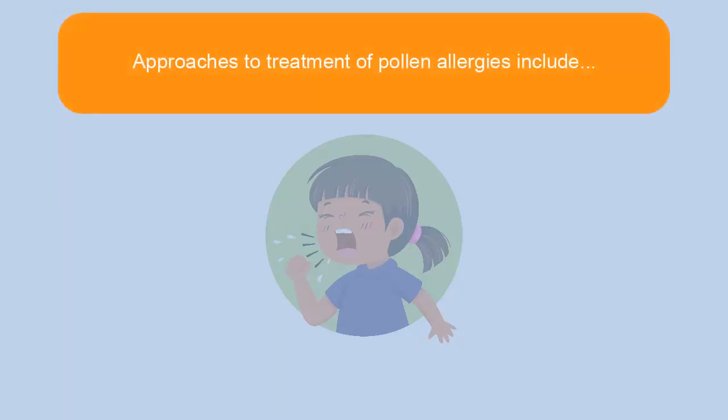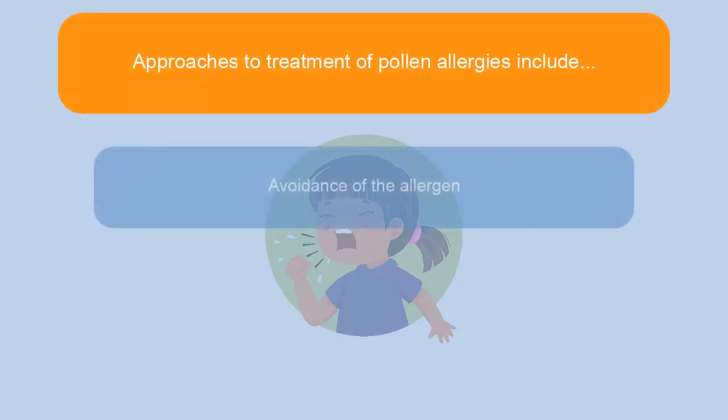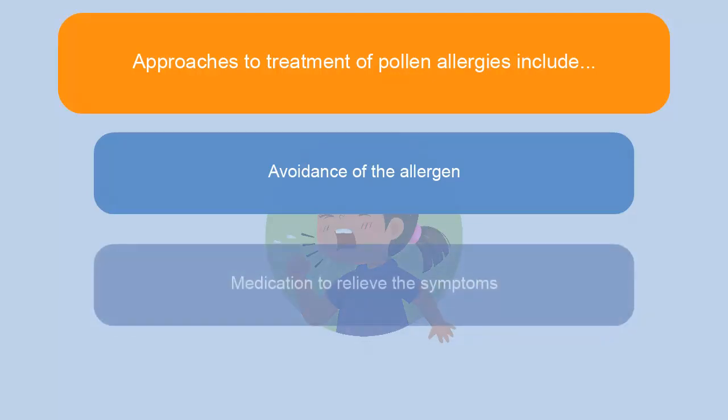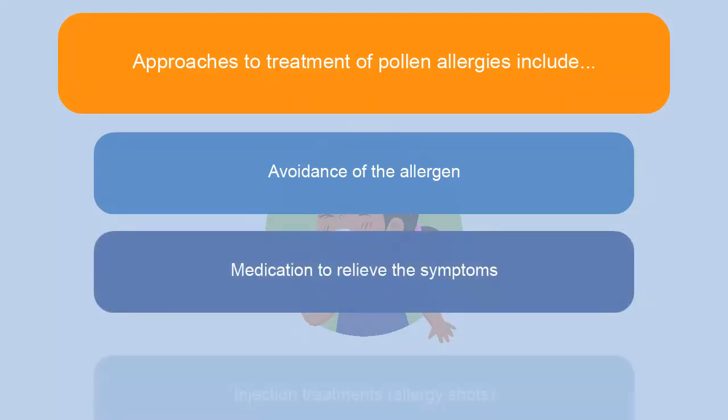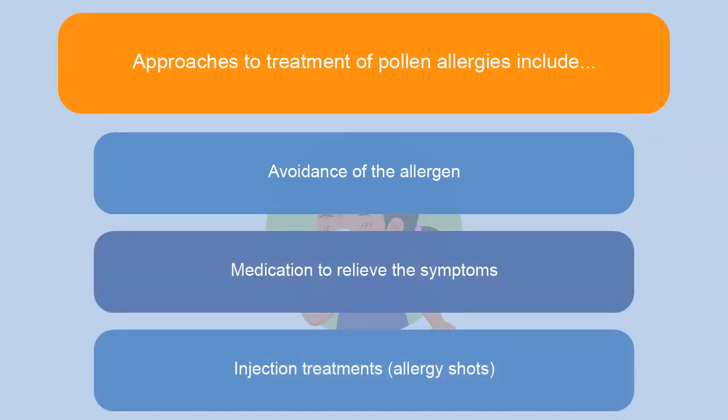Approaches to treatment of pollen allergies include avoidance of the allergen, medication to relieve the symptoms, and injection treatments, allergy shots. Use of allergy shots is usually managed by an allergist, not a primary care provider.